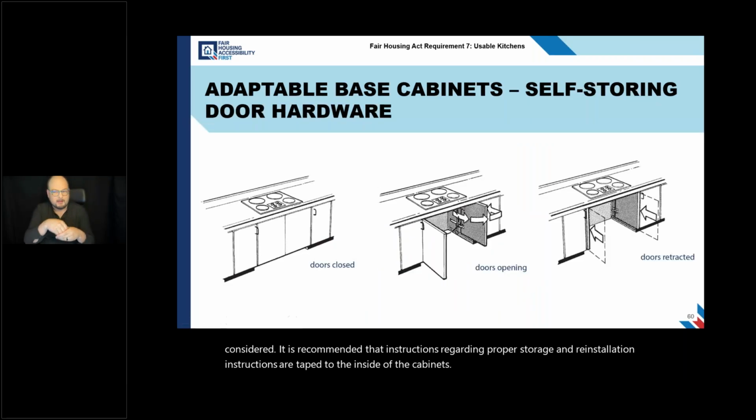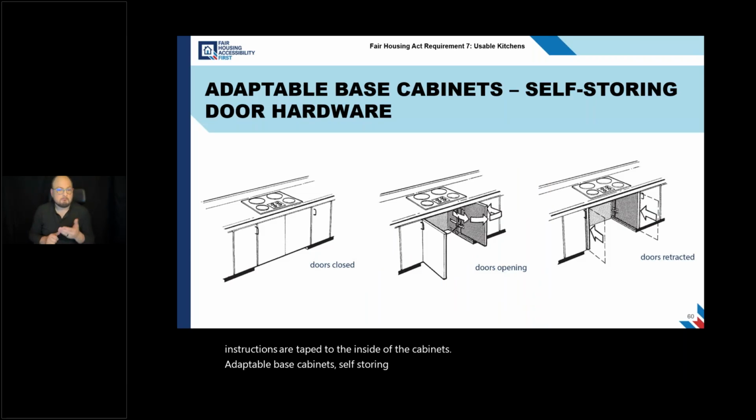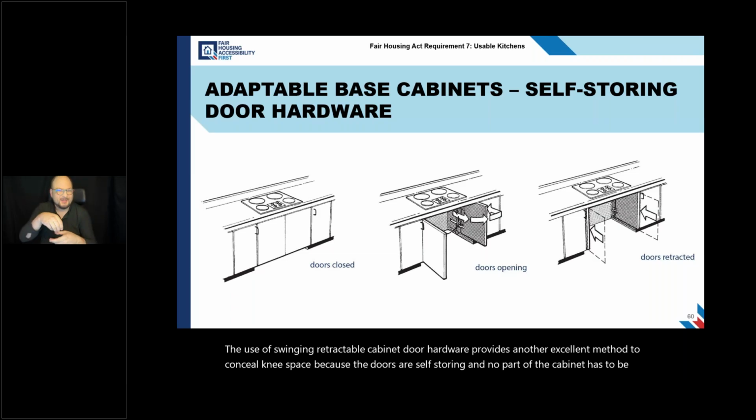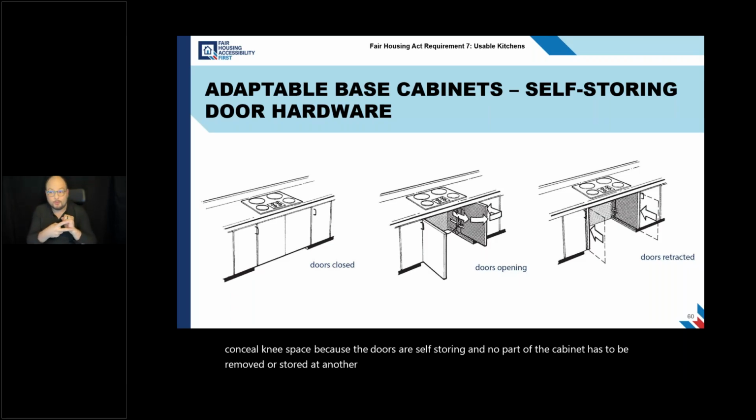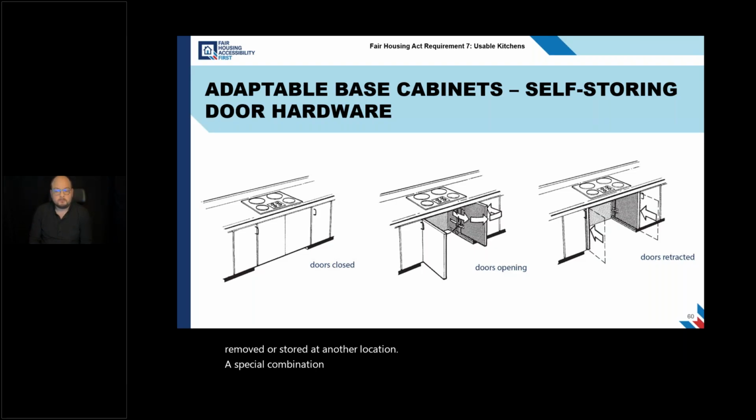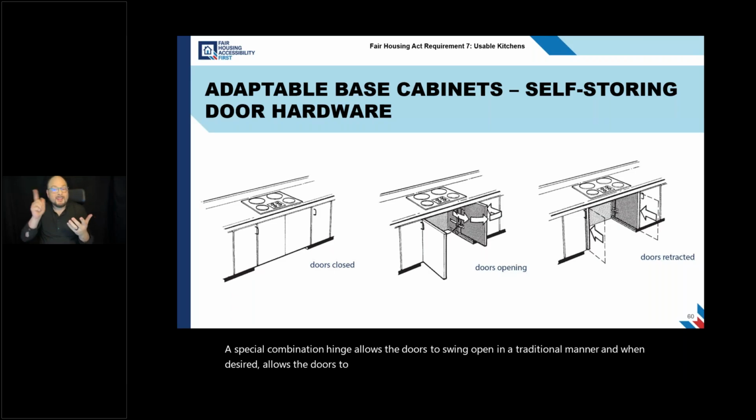Adaptable base cabinets, self-storing hardware. The use of swinging retractable cabinet door hardware provides another excellent method to conceal knee space because the doors are self-storing and no part of the cabinet has to be removed or stored at another location. A special combination hinge allows the doors to swing open in a traditional manner and, when desired, allows the doors to be pushed back into the cabinet.